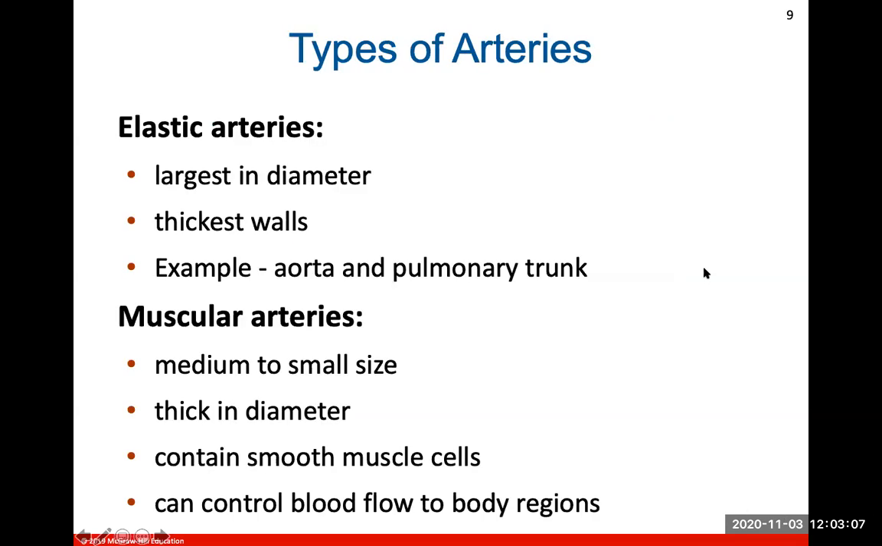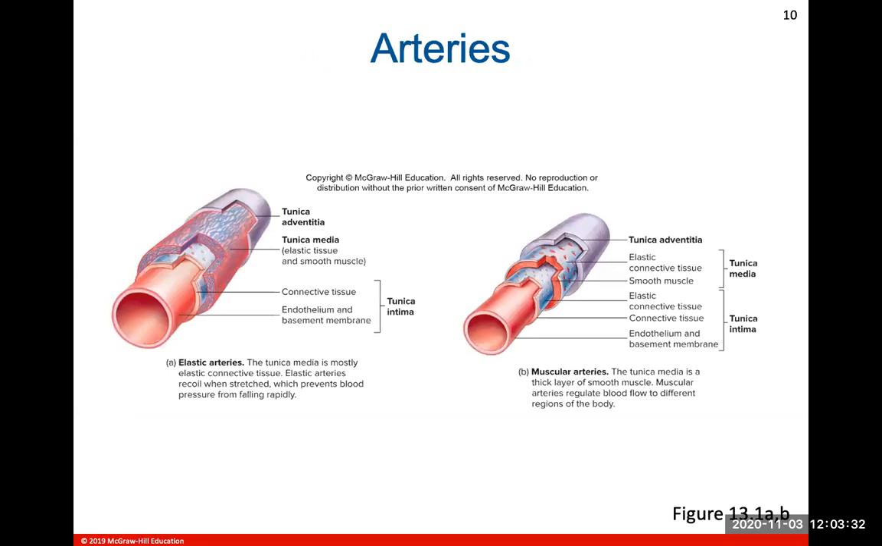So types of arteries: your largest arteries are the elastic arteries. They have the thickest walls, and examples of these are the aorta and pulmonary trunk. Then you have muscular arteries, which are medium to smaller size. They are also pretty thick in diameter. They will contain smooth muscle cells, so they're able to control blood flow to body regions, either by constricting their blood vessel or dilating it.